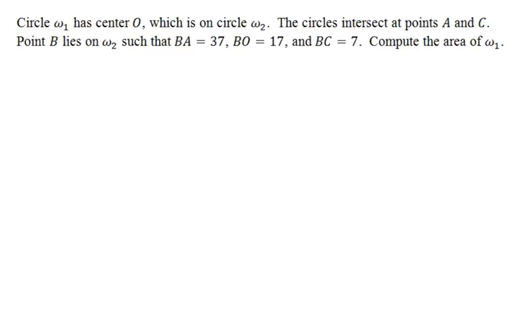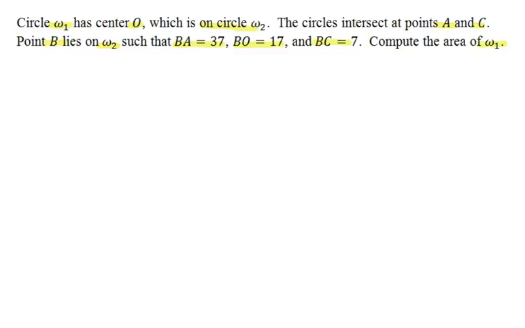In this session, we will be solving a geometry problem from the ARML competition. Here's a view of the problem. Circle omega 1 has center at O, which turns out to be on circle omega 2. These circles intersect at points A and C, and at the same time we have a point B which is on circle omega 2, such that these three line segments are provided. Compute the area of omega 1.